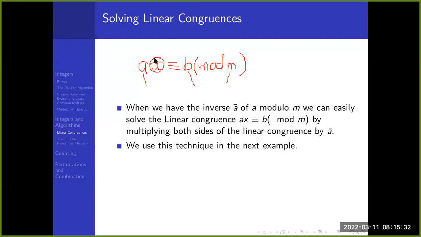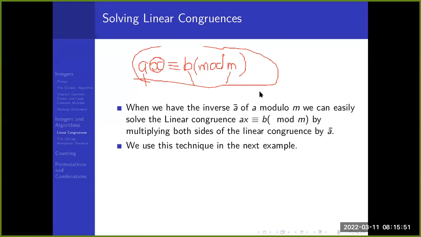So what we need to do here is to find X. X is unknown, and such an equation is called a linear congruence. So this is what we want to solve.